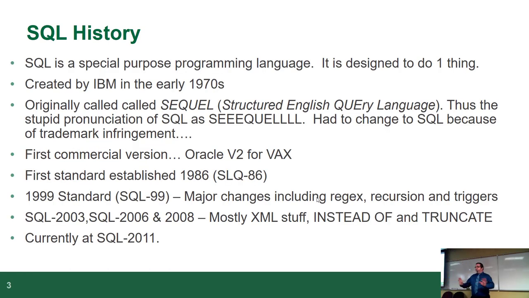Okay, first, the history lesson. SQL is a special purpose programming language. It's designed to do one thing. Now, in the world of programming, there's two kinds of languages. There's special purpose languages and general purpose languages. An example of a general purpose language would be Java or PHP or C++. It's a language that lets you write pretty much any kind of thing you want. A special purpose language is a language that's been created to do one job and do it really well.